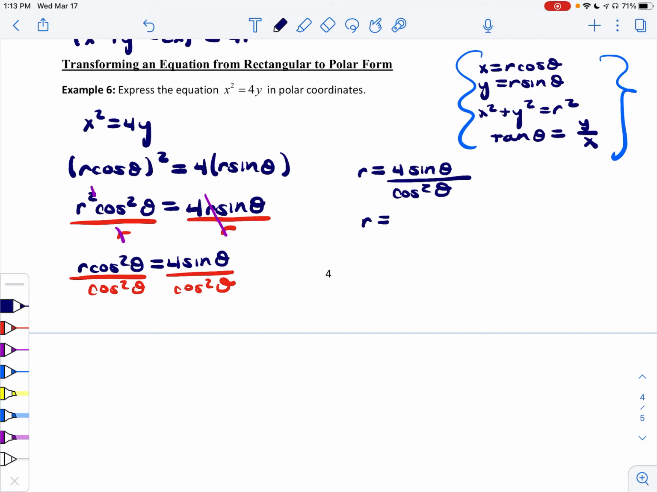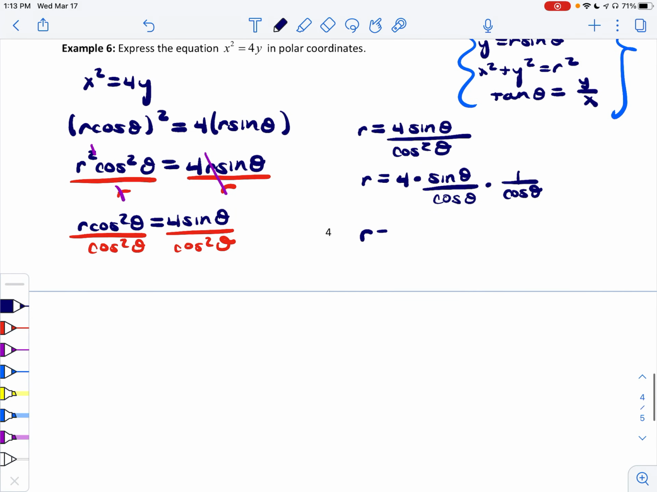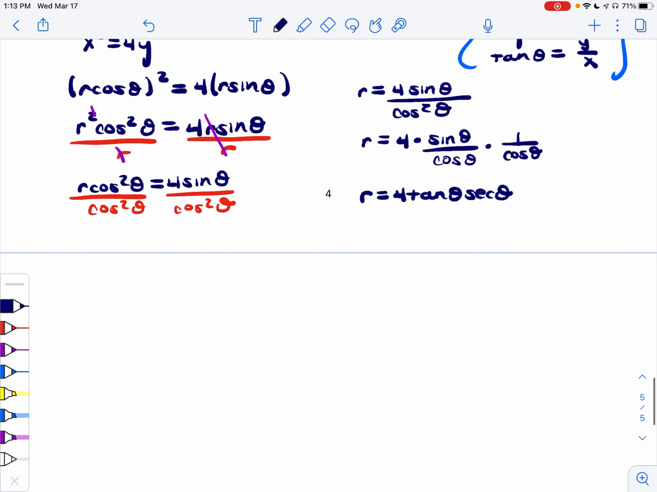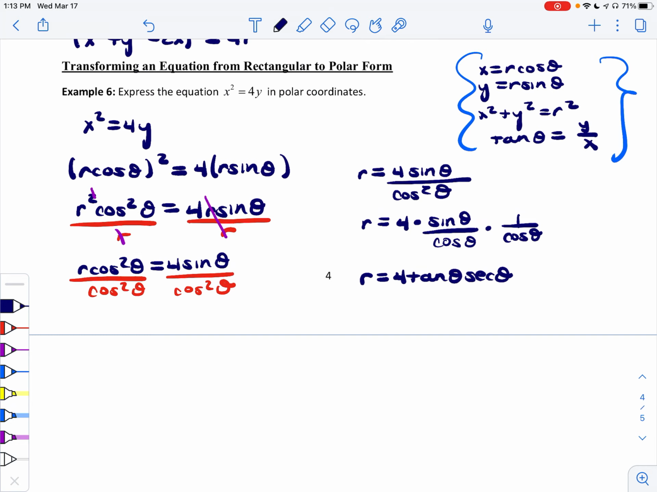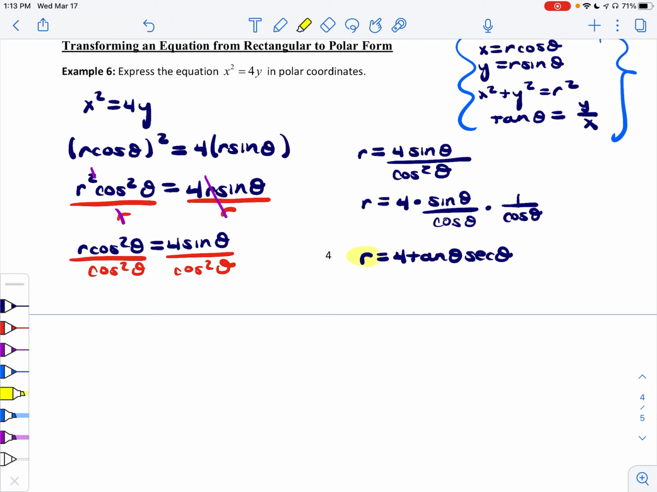Okay, now we could leave it there, or we could go even a little bit further and think about some of our basic trig identities. So I'm going to split this up a little bit. I'm going to think of this as 4 times sine over cosine times 1 over cosine. And then if we think about our quotient and our reciprocal trig identities, sine over cosine, remember, is tangent, and 1 over cosine, remember, is secant. All right, so we've finally been able to simplify this down to r is equal to 4 tangent secant. So that is going to be our final answer.